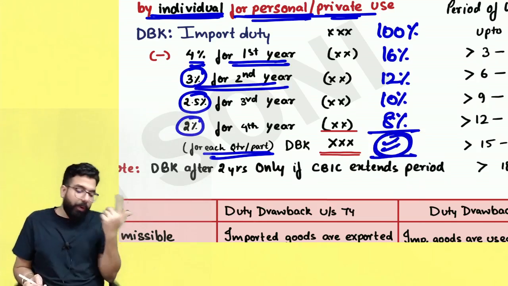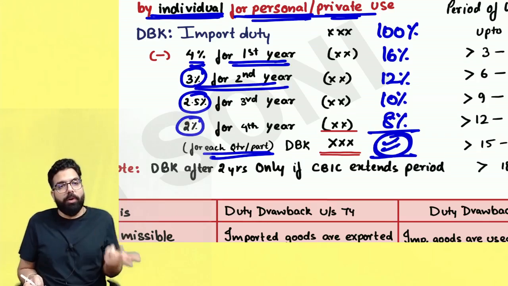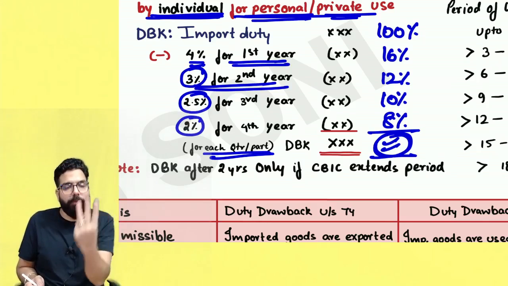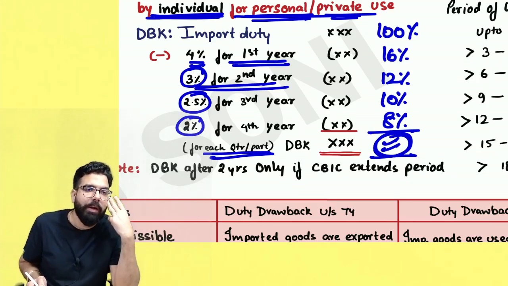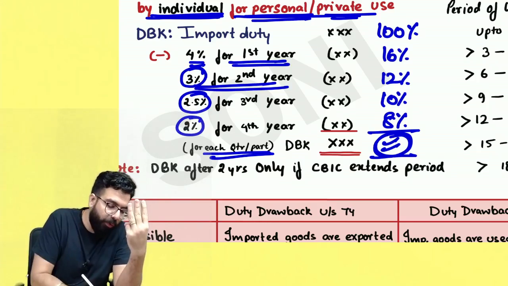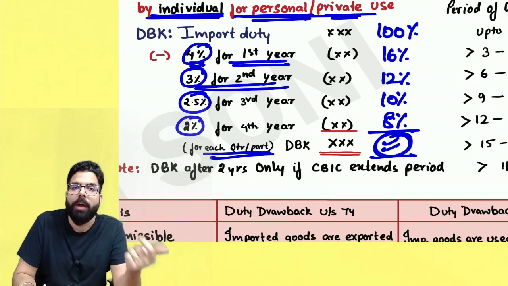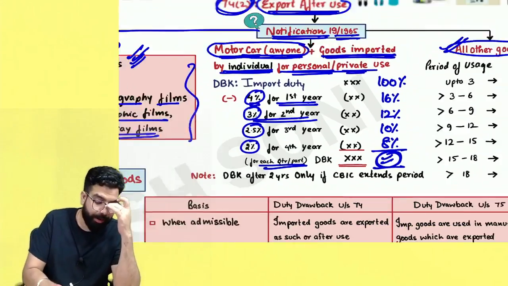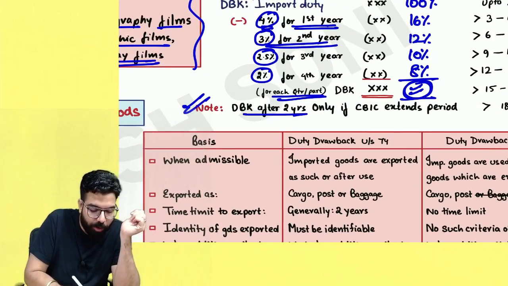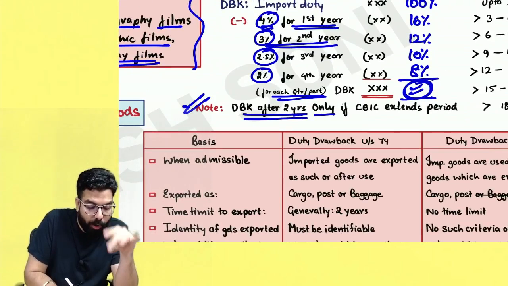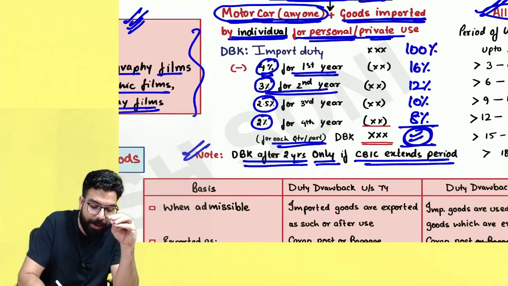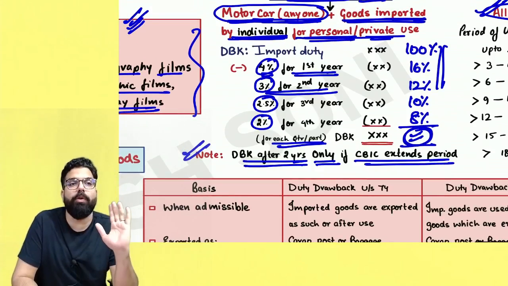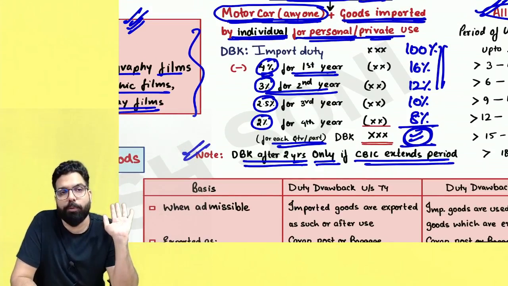be given. So for an example, if I re-export my motor car after 3 quarters from the date of import, then for 3 quarters, 4% into 3, 12% is gone. Of 100%, 12% is gone, so 88% duty drawback will be given. But remember one thing, duty drawback after 2 years will only be given if CBIC extends the time limit. Otherwise, after 2 years, whenever you export, there is no duty drawback, absolutely nothing.